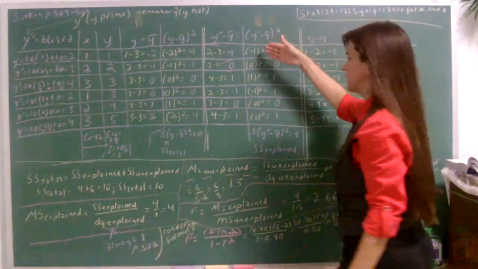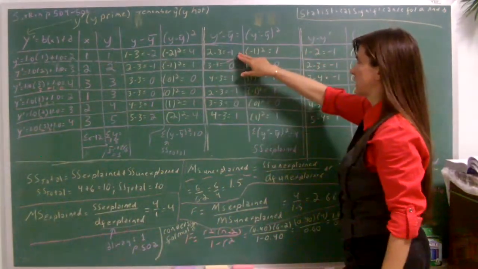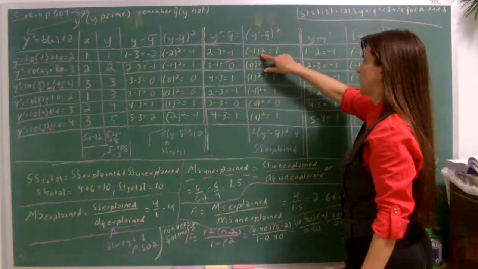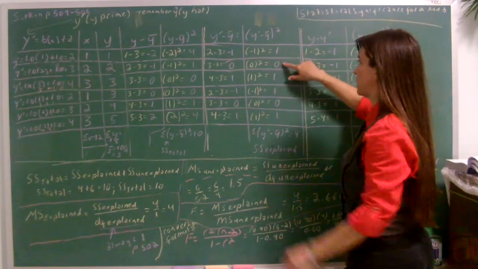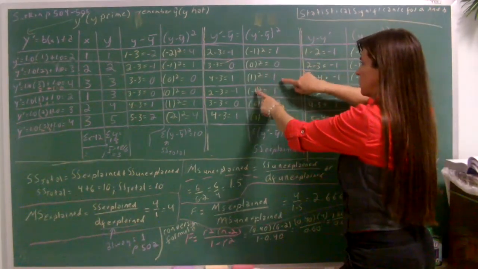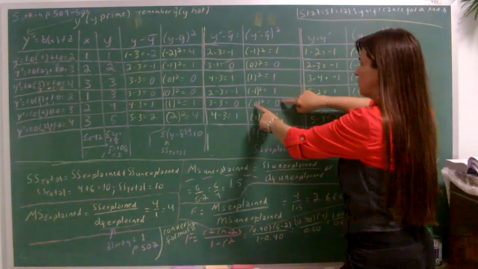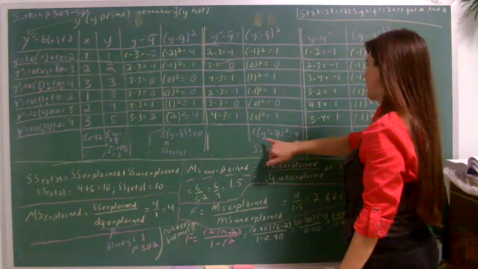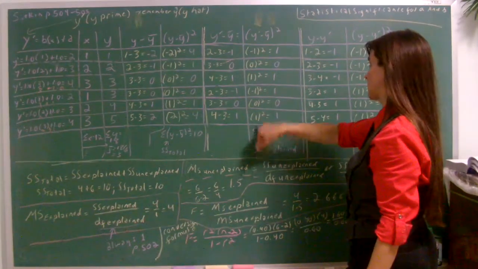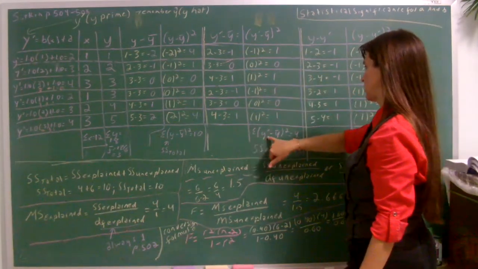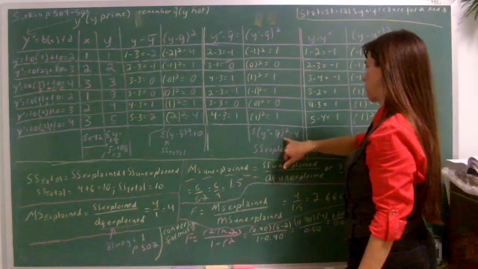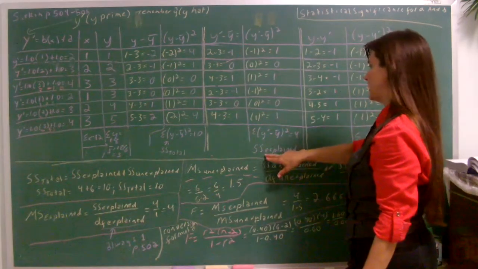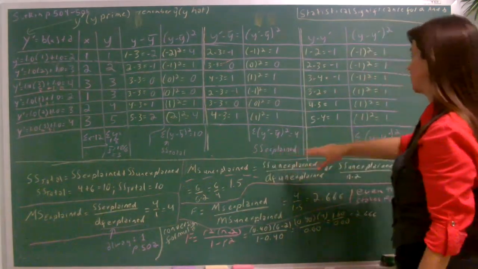Now what we're doing next is similar to before. We're going to square this answer. Negative 1 times negative 1 equals positive 1. 0 times 0 is 0. 1 times 1 is 1. Negative 1 times negative 1 equals 1. 0 times 0 equals 0. And 1 times 1 equals 1. We add all that together, and the summation of y prime minus the mean of y, squared, equals 4. And that's your SS explained, the sum of squares explained.